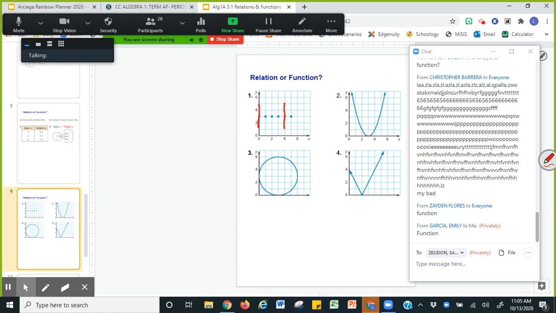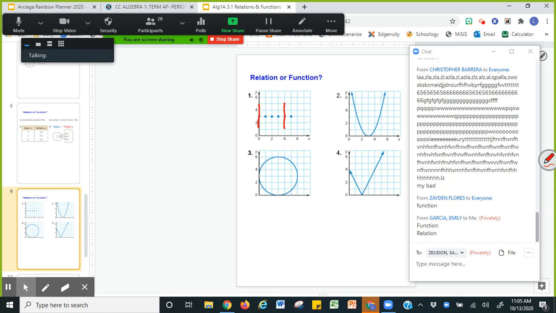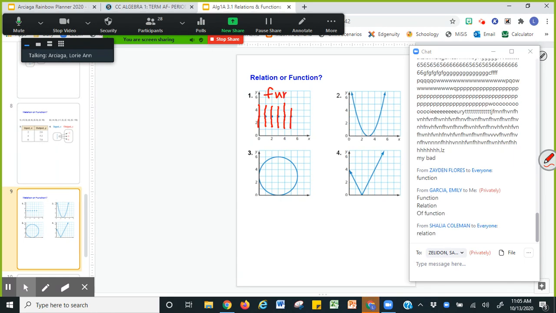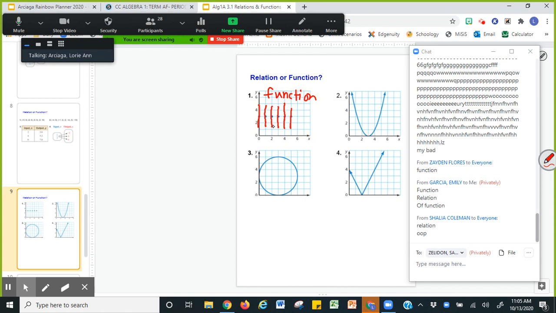What do you think? Relation or function? Relation? Oh, but we're touching only one point every time we draw a vertical line. So it must be a function. It must be a function when your vertical line passes one point at a time. One point at a time. Yeah. What about number two?